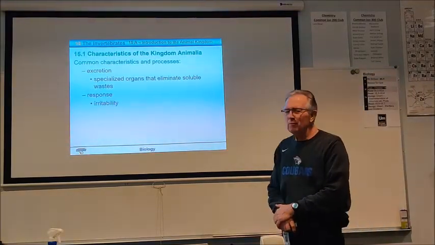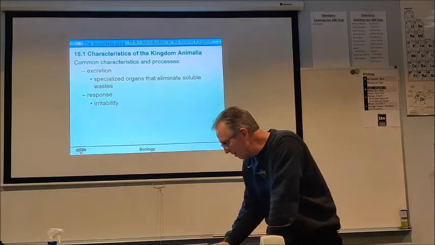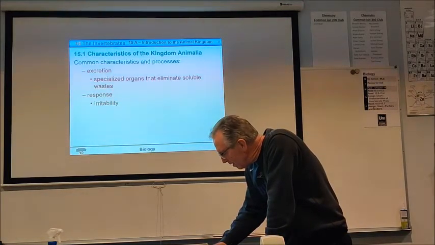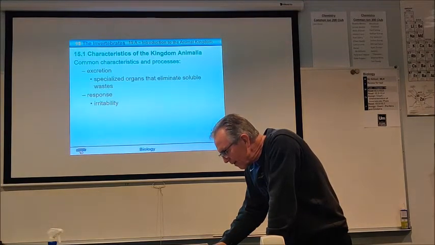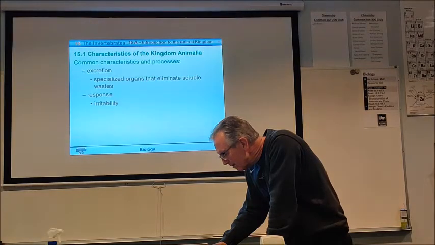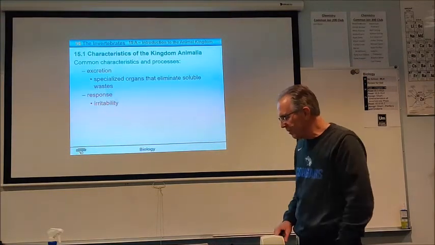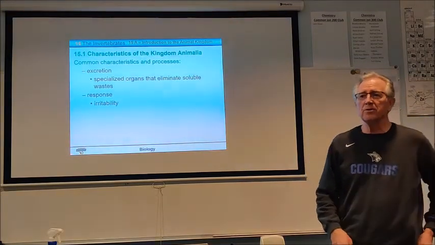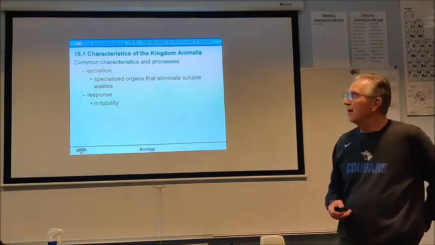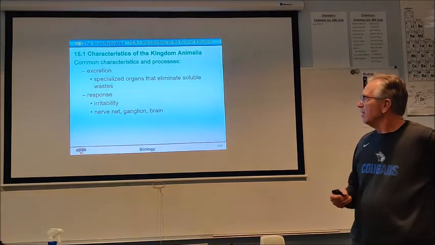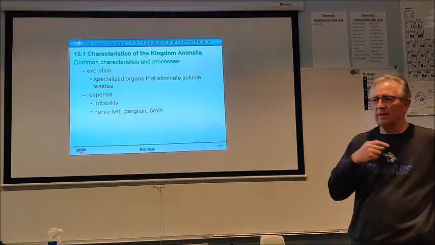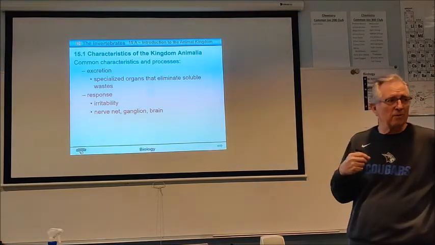Response. We call it irritability. So down on your chart, you have a nervous system. I don't think we have anything else that goes in that section. I think it just has nervous system. So how do they respond to changes in their environment? For us, we have a brain where we can make decisions about things.